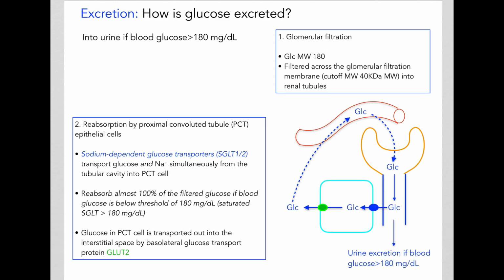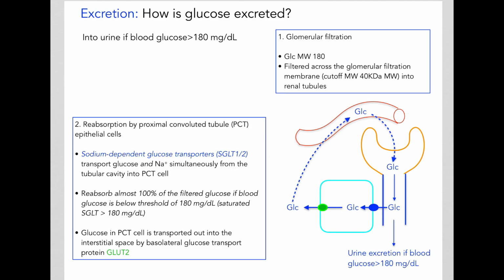Now once the glucose is in the renal tubules, as long as the concentration in the blood is less than 180, then all of this glucose will be reabsorbed back into the bloodstream.